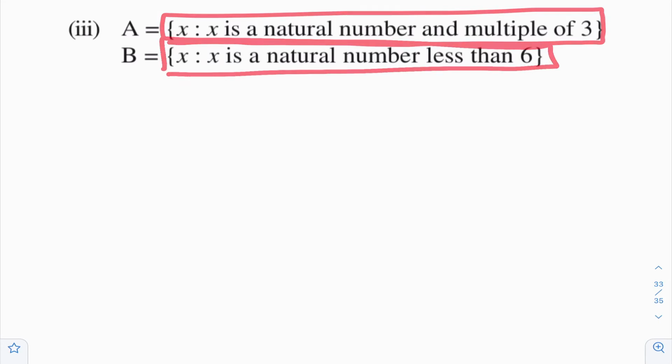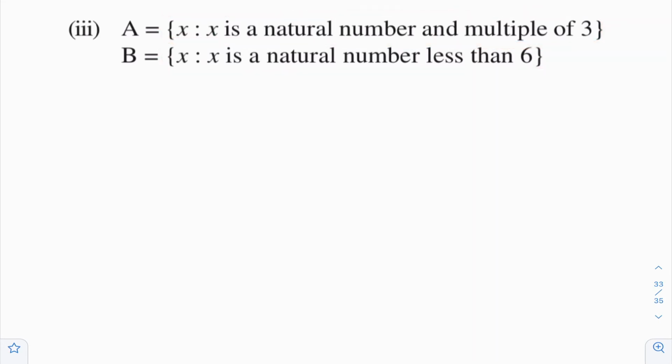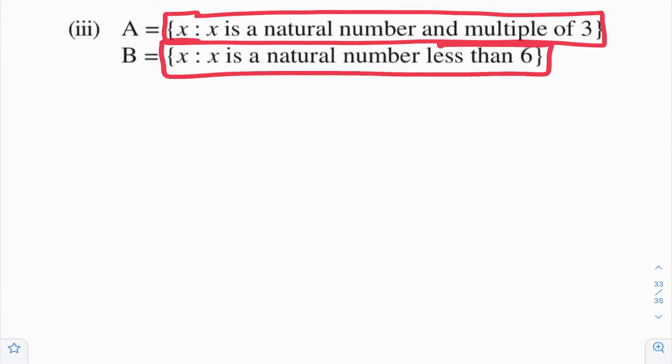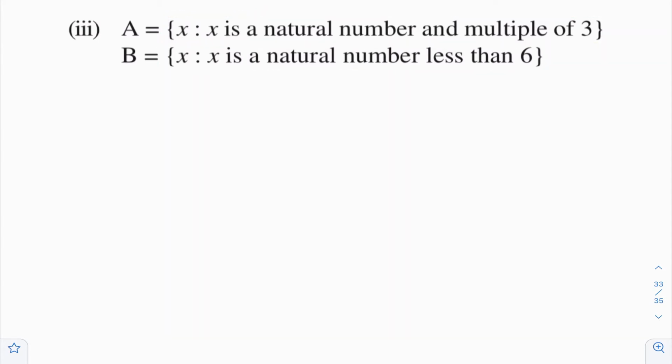So how to calculate A union B, A intersection B? The easiest thing is, I'll write this set in roster form, and this set also I'll write in roster form so that we can easily calculate. Okay, solution for this third bit. Set A. What is set A? I just want to write this set in roster form.